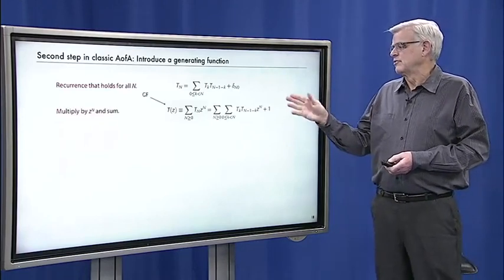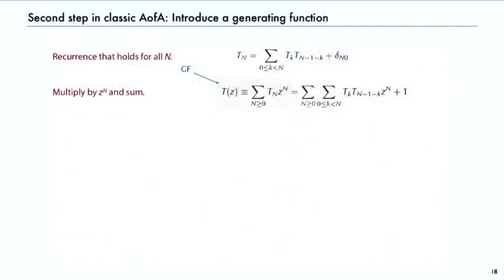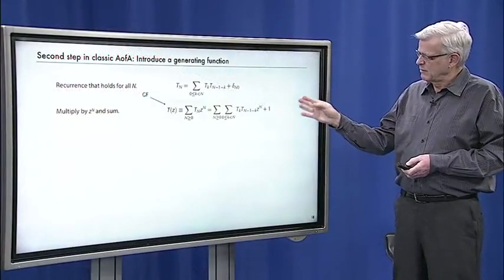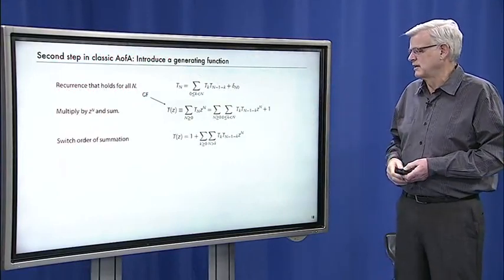And the generating function is just the sum for all n of the number of trees with n nodes, times z to the n, where z is a free variable. T of z is defined to be the sum for all n of t sub n z to the n. So on the right-hand side, we have a double sum for n greater than or equal to 0, and then the recurrence, t sub k times t sub n minus 1 minus k, times z to the n, and then the delta n 0 just reduces to a 1. Now we have an expression for T of z, and what we're going to do is manipulate the sums on the right-hand side to express them in terms of T of z.